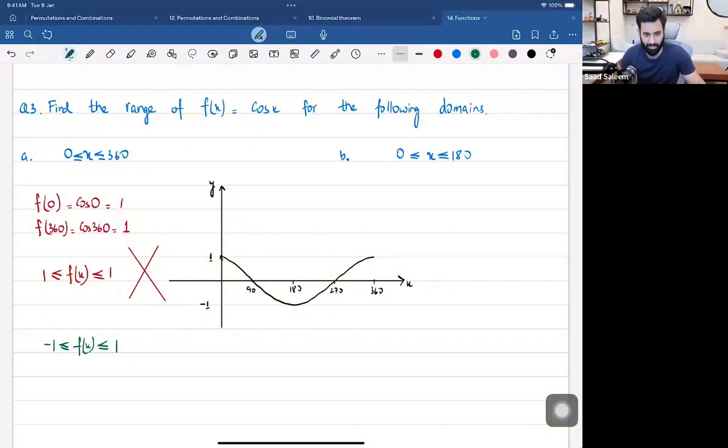Okay, can we all agree that this is the correct range? Don't worry about how we will know what we have to do. Abhi uska jawab mil jayega. But I hope we all can agree that this is the correct range.